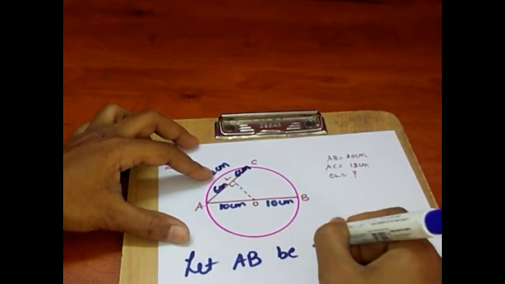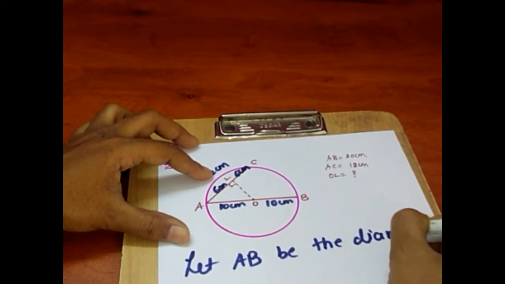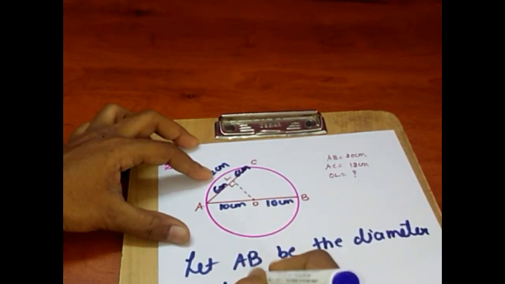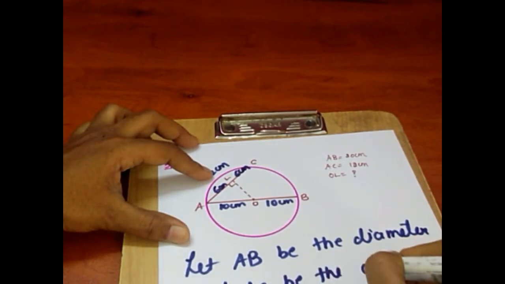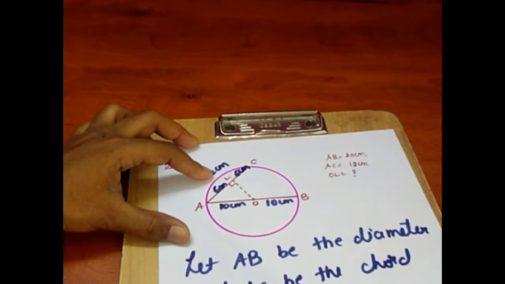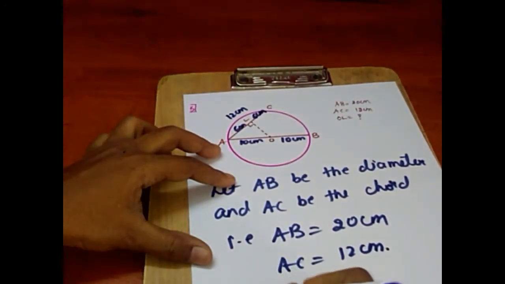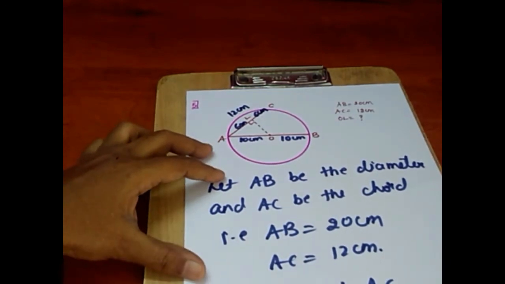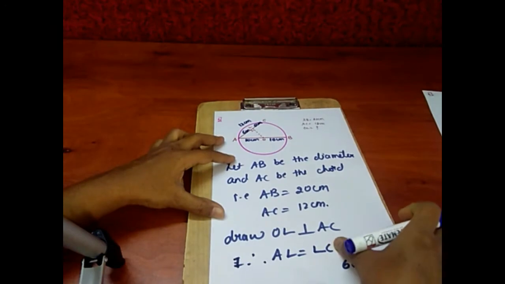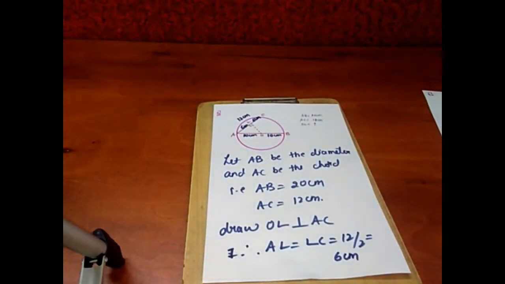Let AB be the diameter and AC be the chord. That is, AB is equal to 20 centimeter, AC is equal to 12 centimeter. Now, draw OL perpendicular to AC. Therefore, AL is equal to LC is equal to 12 by 2, which is equal to 6 centimeter. Write down the reason. Perpendicular drawn from center to the chord bisects the chord.